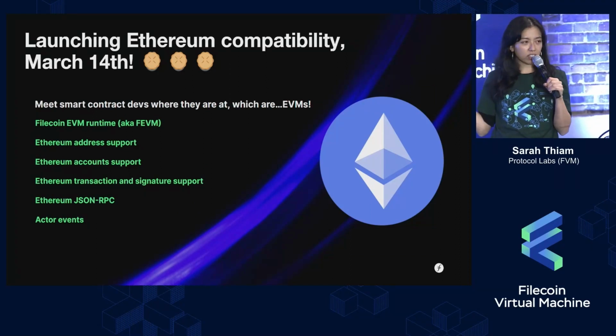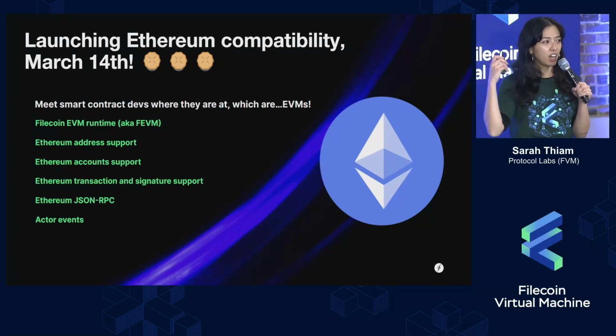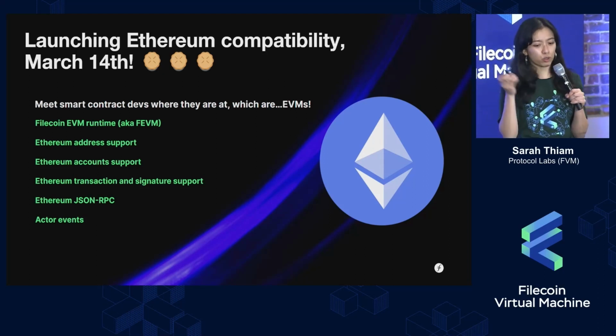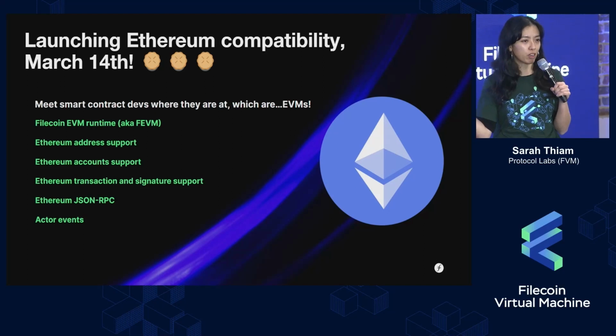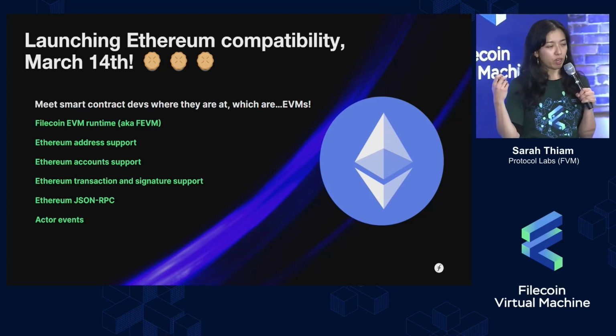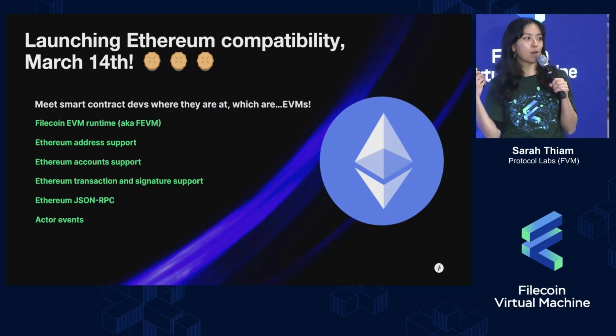Okay, so March 14th, Pi Day, which is why you see all the emojis there. Coincidentally, our chain ID is also 3141, so 3141 is a number that you should definitely remember. We will be launching the mainnet Ethereum compatibility. What that means is that we are meeting smart contract devs where they're at, all you EVM developers. We've had multiple hackathons today with the ETH Global crowd.